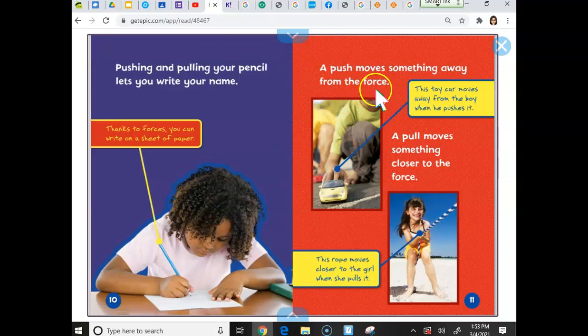A push moves something away from the force. This toy car moves away from the boy when he pushes it. So a push will take it away from you. A pull moves something closer to the force. This rope moves closer to the girl when she pulls it. So pulling makes it come closer to you. They are opposites.